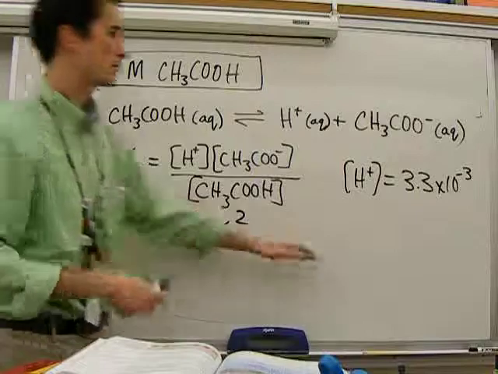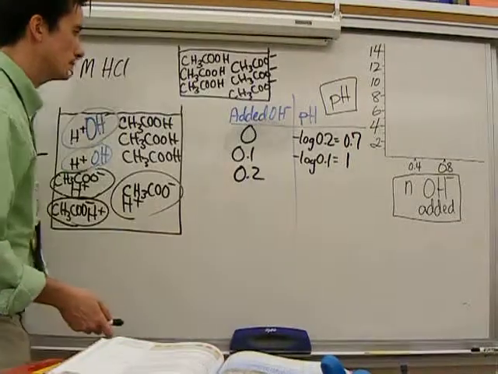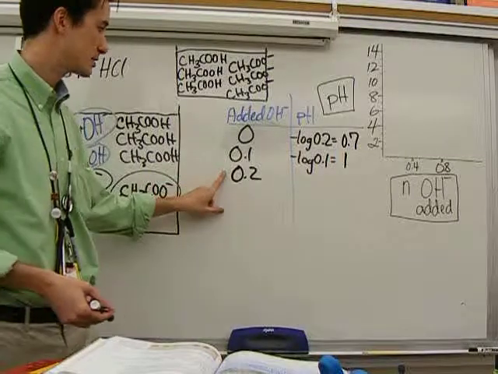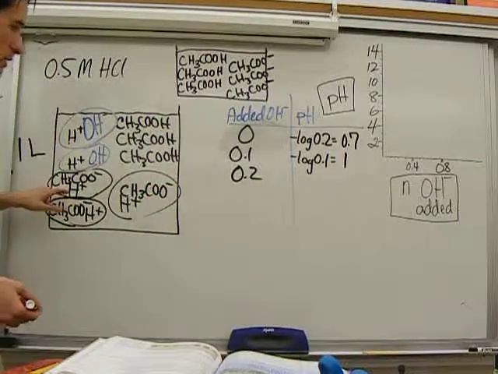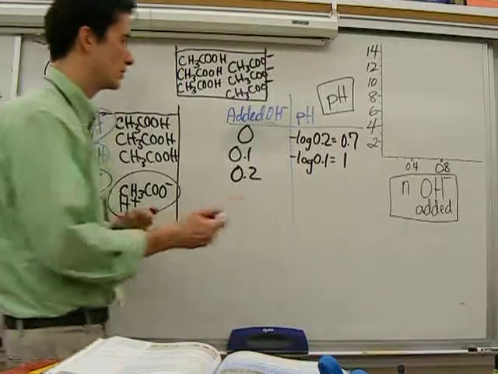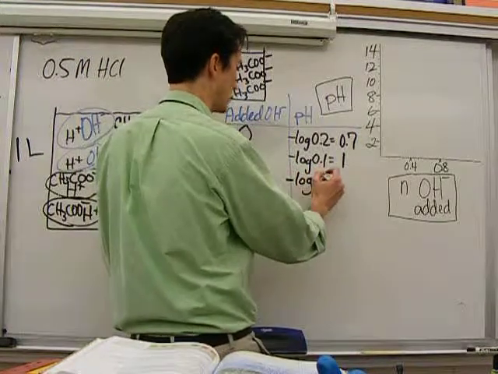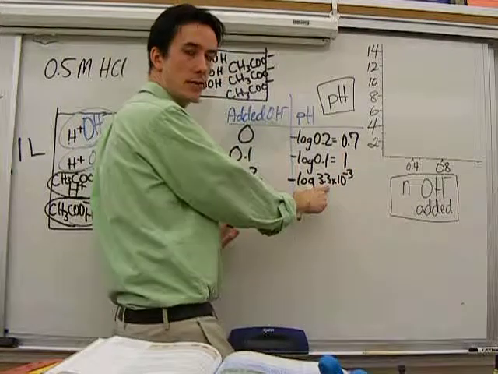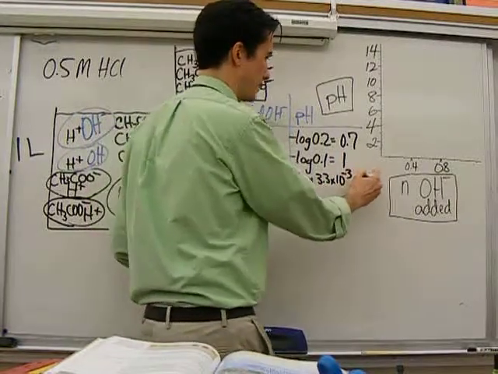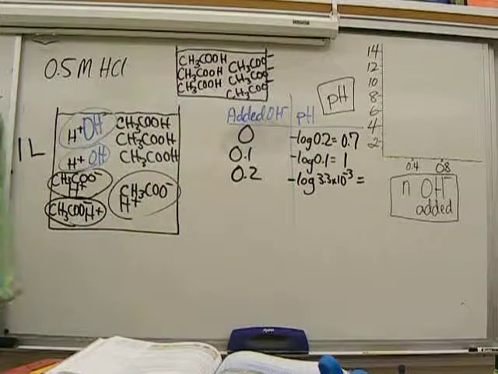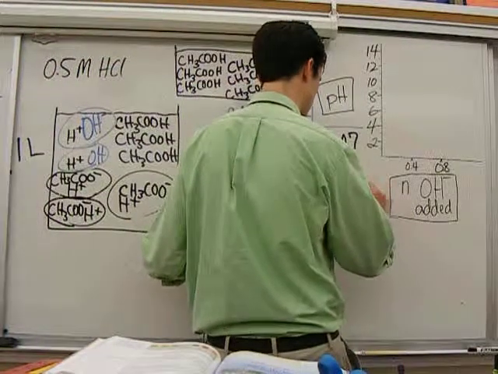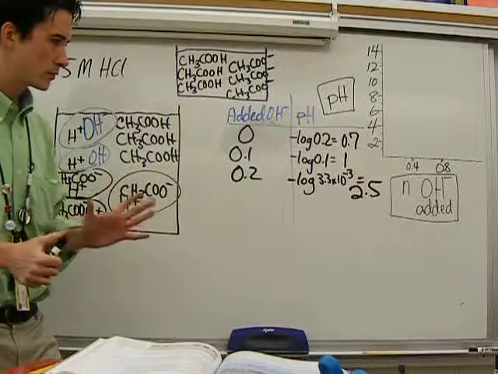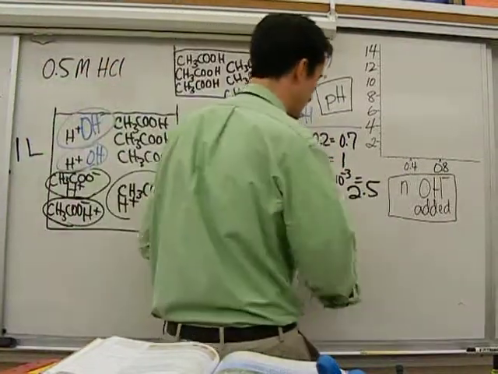And let's go back to the other problem. So after adding 0.2 molar hydroxide, we have 0.6 molar acetic acid. So negative log of 3.3 times 10 to the -3rd, and the pH there is 2.5. It's 2.5. I'm going to run out of space, so I'm going to rewrite, but that's 2.5.